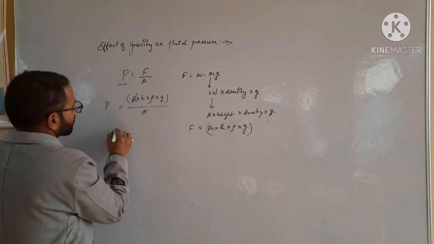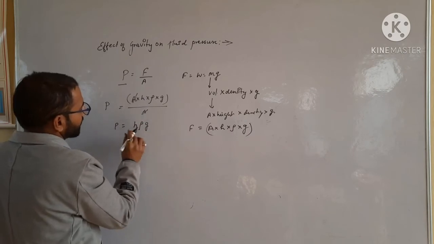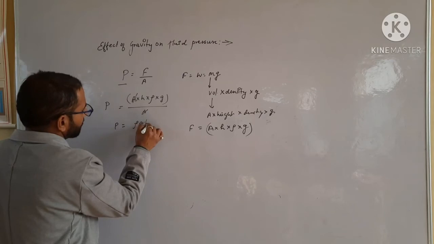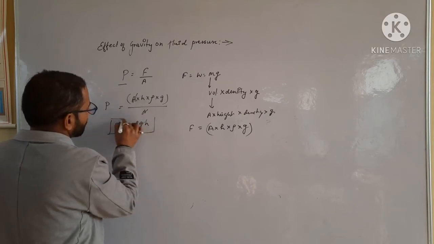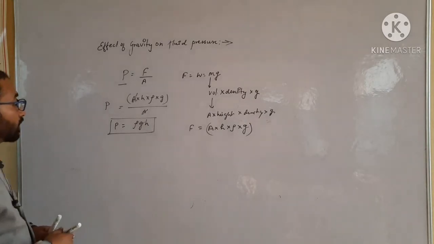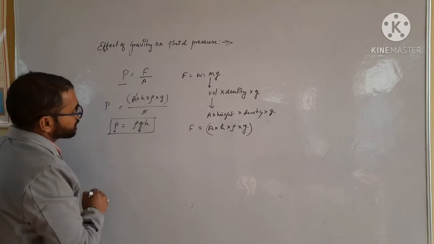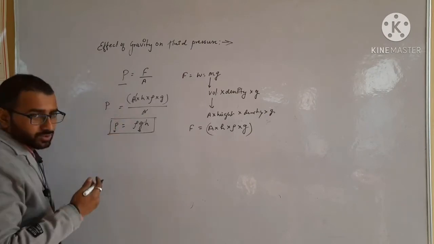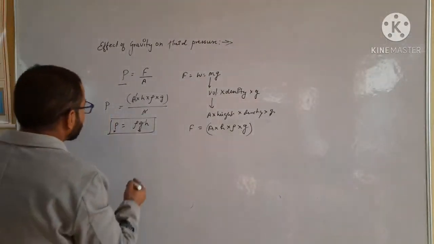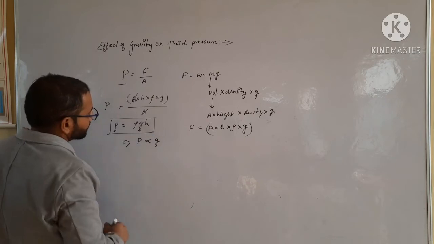After cancellation, we write h rho g, or rho g h, whatever you want to write. This is the value of pressure, which is called fluid pressure. Now we want to show the relation between the fluid pressure and the acceleration due to gravity, because we want to show the effect of gravity on fluid pressure. So from this relation we can write P is directly proportional to small g.